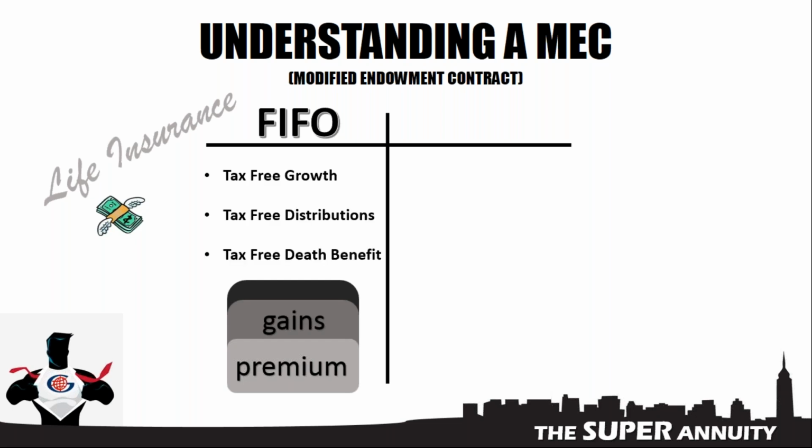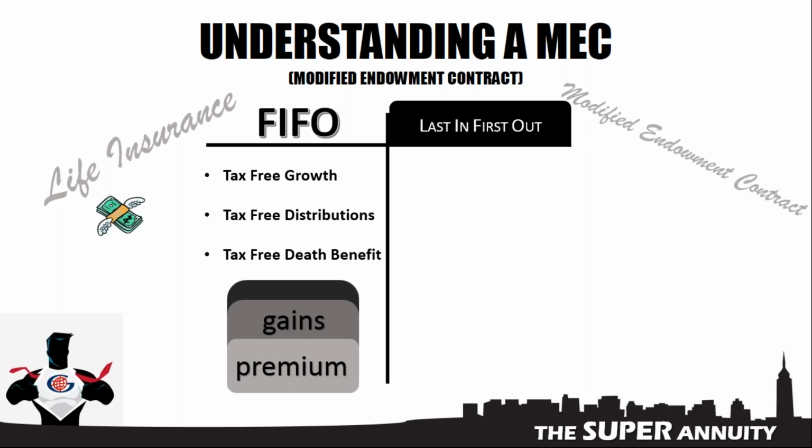So what do you get with FIFO? You get tax-free growth, tax-free distributions, and tax-free death benefit. As long as that policy is in force and it's not a MEC, it stays life insurance, everything is tax-free. On the other side, you have the modified endowment contract. Now that is LIFO, or last in, first out. So when you MEC a life insurance policy, you're literally just changing it from FIFO to LIFO.